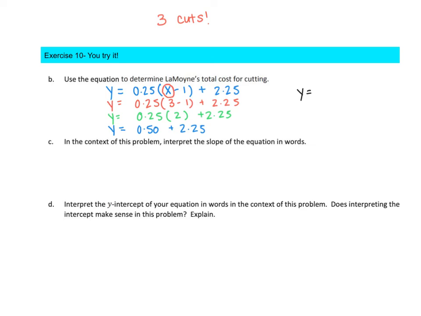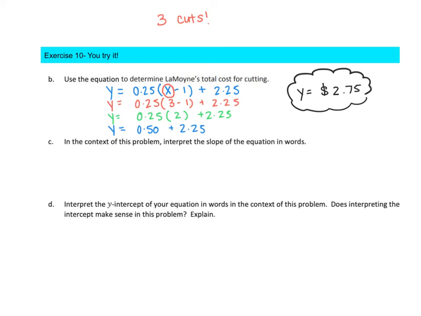Alright, you can see that I've filled in my work here. The first thing I did was plug in my 3 for the x value. I then did 3 take away 1, I got 2. Then I did 25 cents times 2, I got 50 cents. The last step is going to be doing 50 cents plus $2.25. This total price comes out to $2.75. Total cost equals $2.75. Okay?